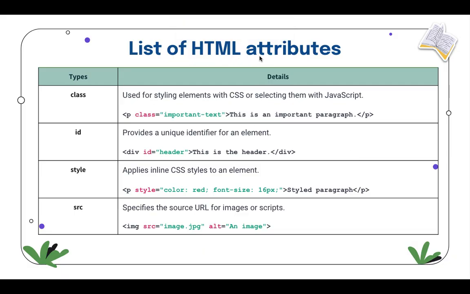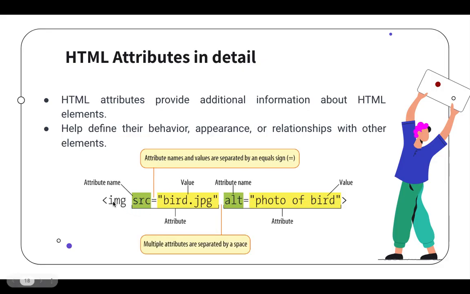So, the list of HTML attributes. See here, the first attribute we are checking is class. We already saw the structure: we add the attribute with the attribute name, an equal symbol and the value. In the same way we have written the attribute name, equal symbol and the value. So this is the way we write the attribute.